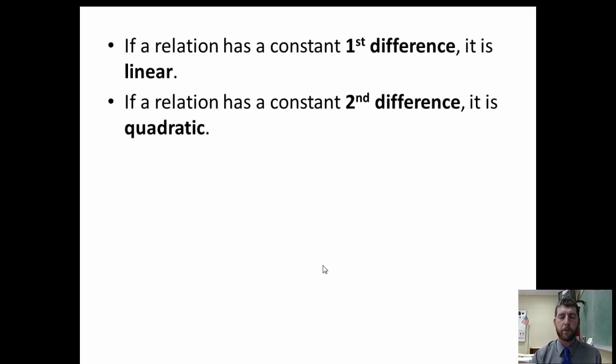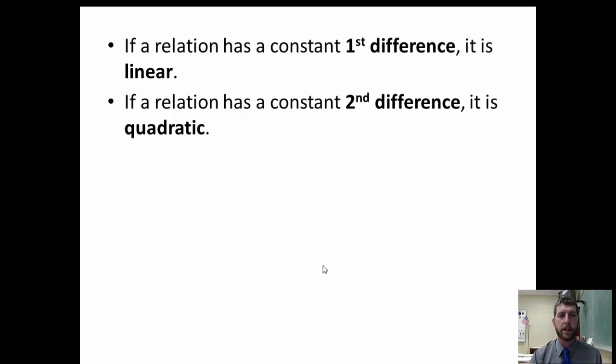So first off, if a relation has a constant first difference, we call it linear. Constant first difference. That means the first time I find the distance between the x's and y's, it's linear, which we know to be true because when we do slope, it's change in y over change in x. That's that constant first difference. The first difference in the y's and the first difference of the x's have the same ratio.